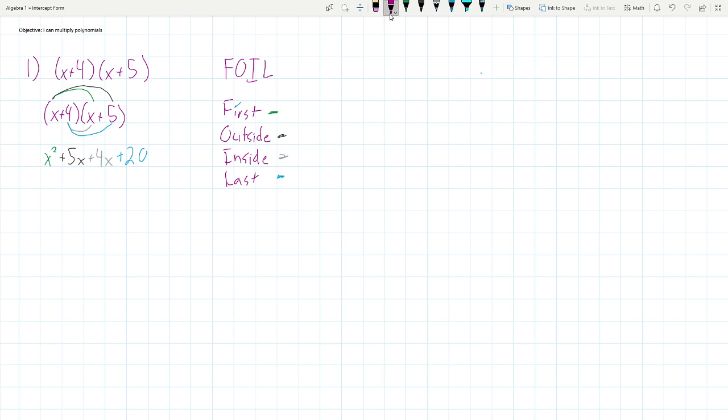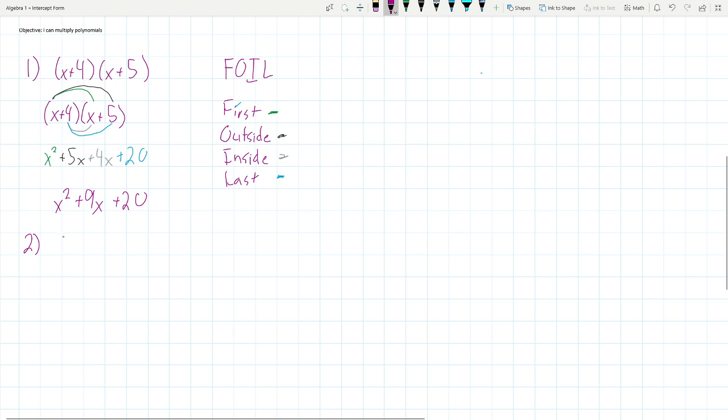Now that I've done that, I'm going to combine like terms. And so I go, okay, are there any other x squareds? No. Alright, so I got x squared. Are there any other x's? Well, there's this 5x and there's this 4x. So I'm going to combine those, and there's no other, so I'm going to go plus 9x. And then I have the 20. Is there anything else without a variable? Nope. Alright, so plus 20. And so that's my final answer.